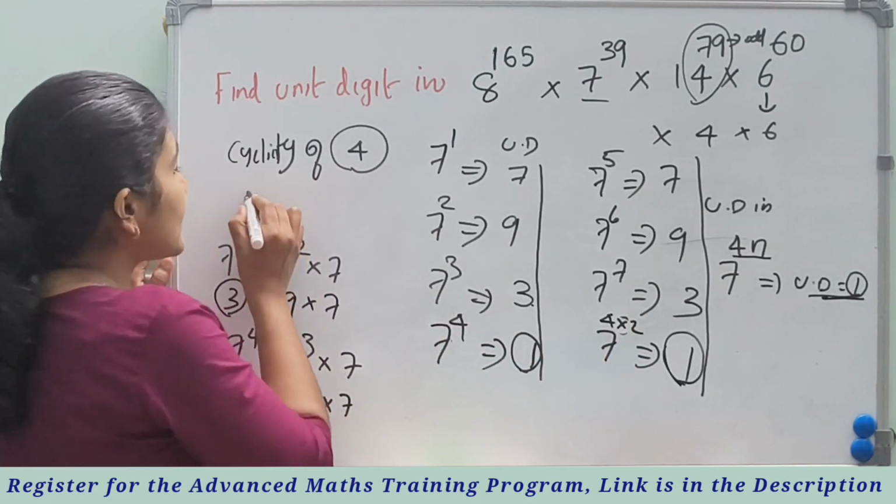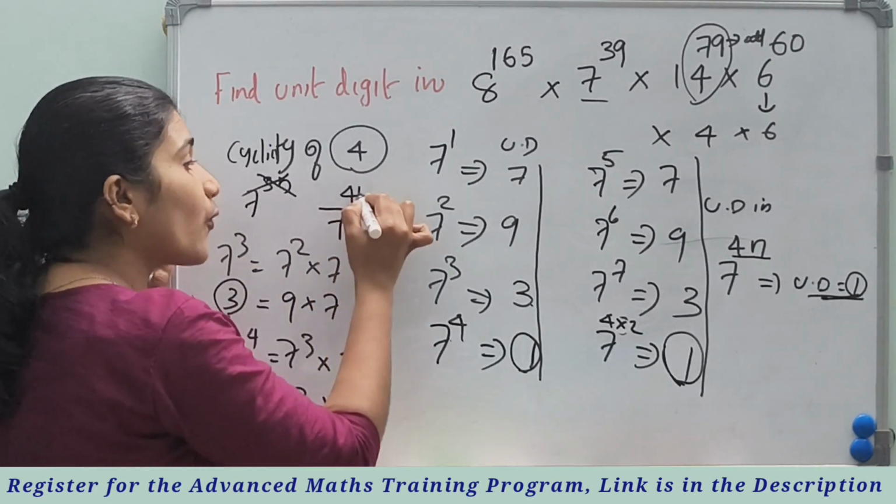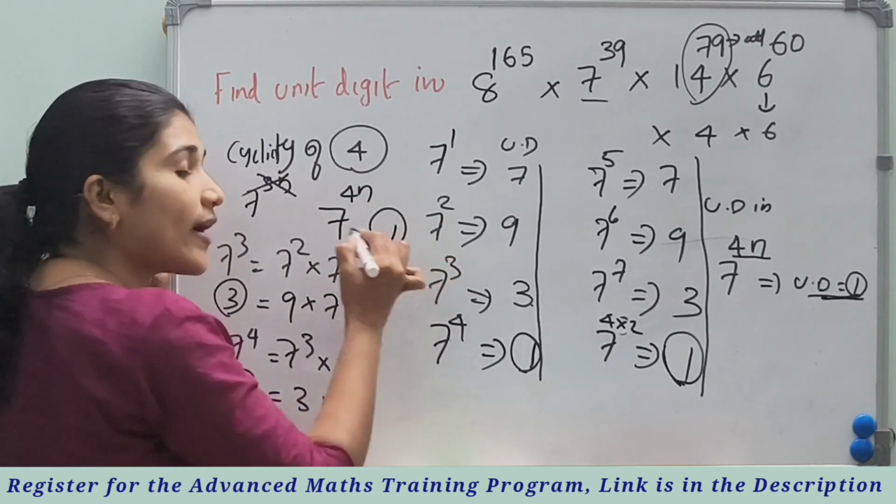Now don't write 7 raised to 3n, this is wrong. Always write 7 raised to 4n, then the unit digit will become 1.